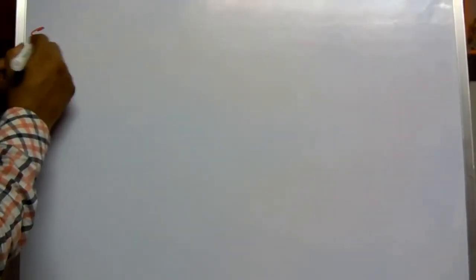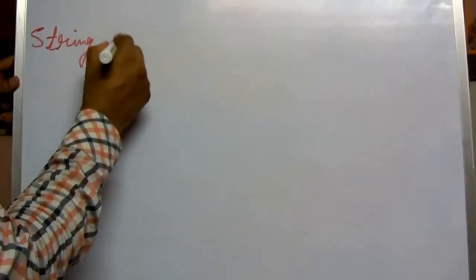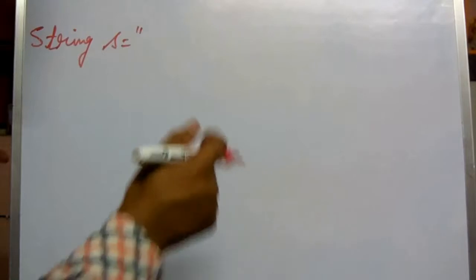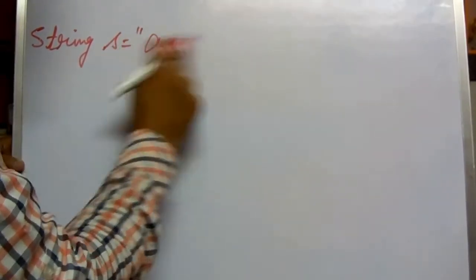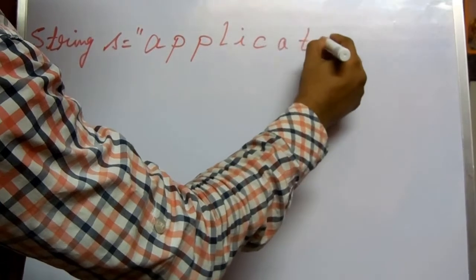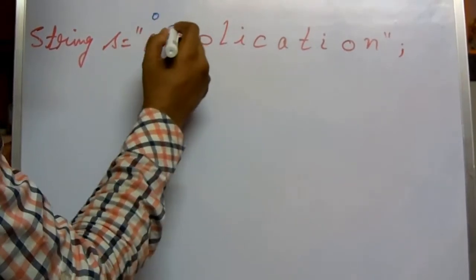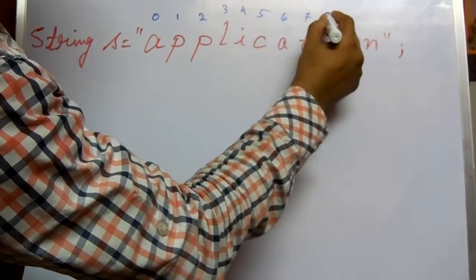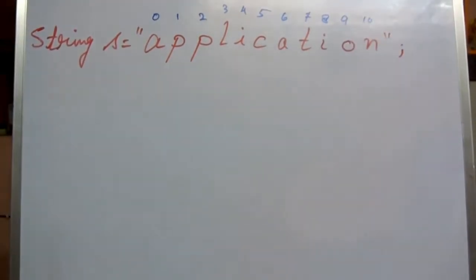Now, taking one new string: String s equals "application", with a small letter a, P, P, L, I, C, A, T, I, O, N. Suppose the value of s is application, and first you put the positions 0, 1, 2, 3, 4, 5, 6, 7, 8, 9, 10. Okay, so this is the application string.